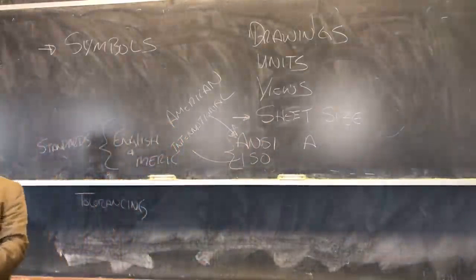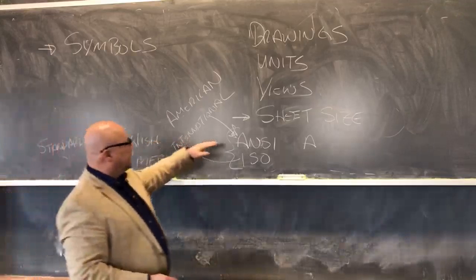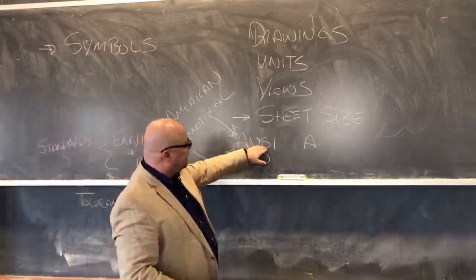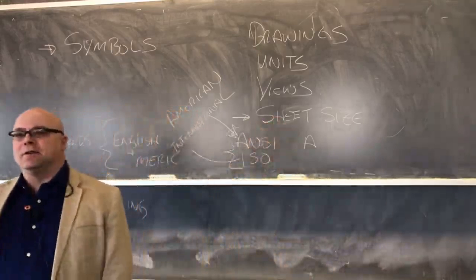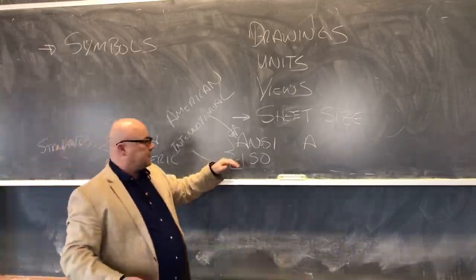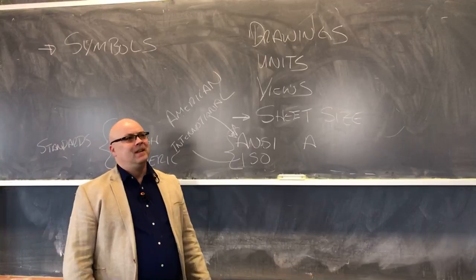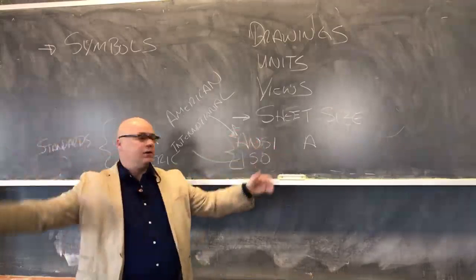Now, what are ANSI and ISO? Yeah, so this is American National Standards Institute, maybe? I don't know. But the A stands for American. ANSI standards are American standards. International standards, there's probably more than one international standard. But the one most commonly referred to is ISO.